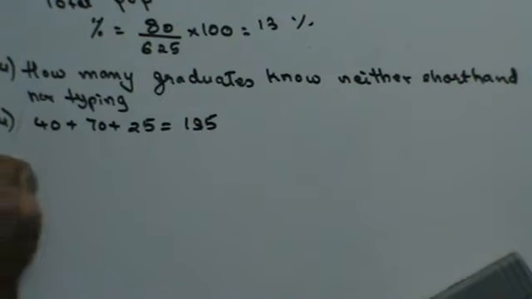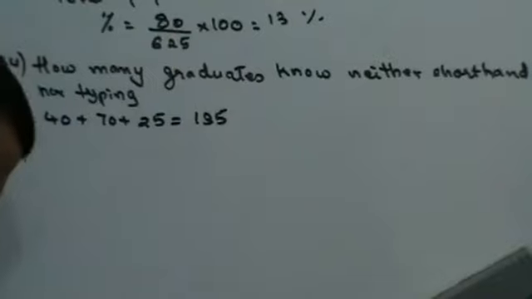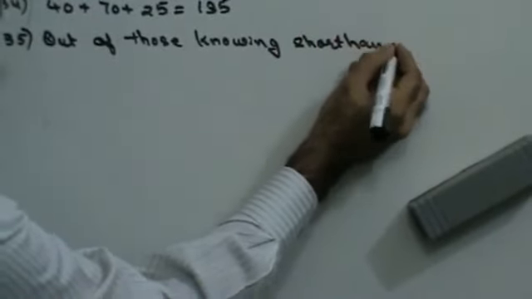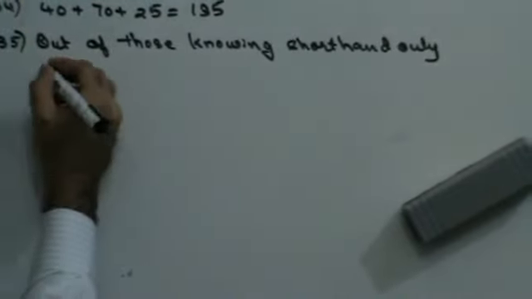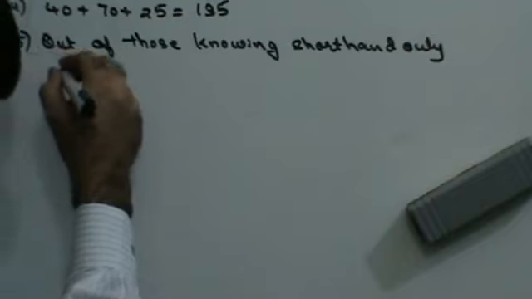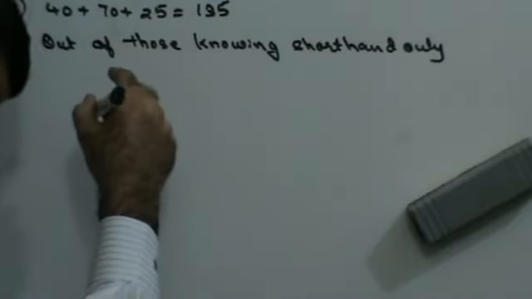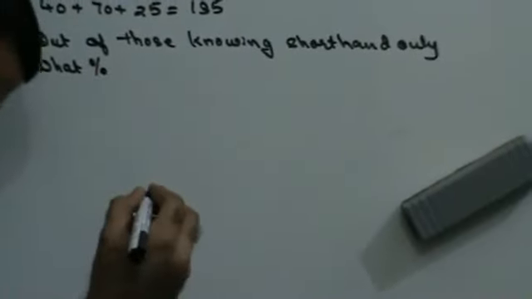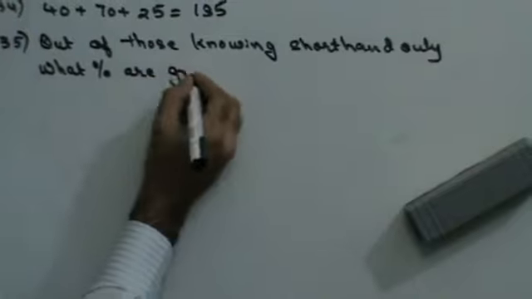Remember, the first figure is graduate, the next figure is undergraduate. Next, out of those knowing shorthand only, how many are graduates? Out of those knowing shorthand only, what percentage are graduates?